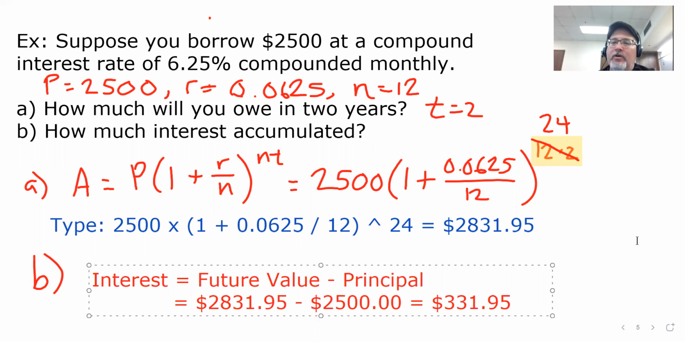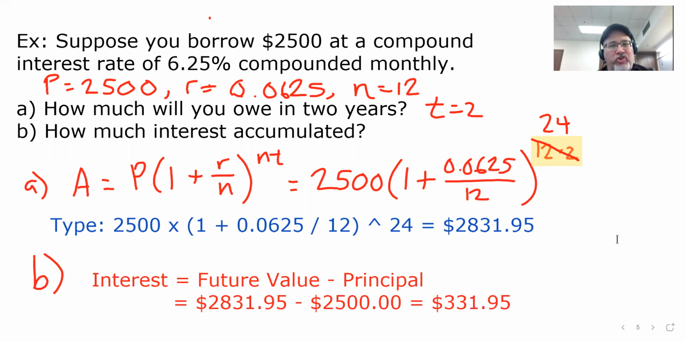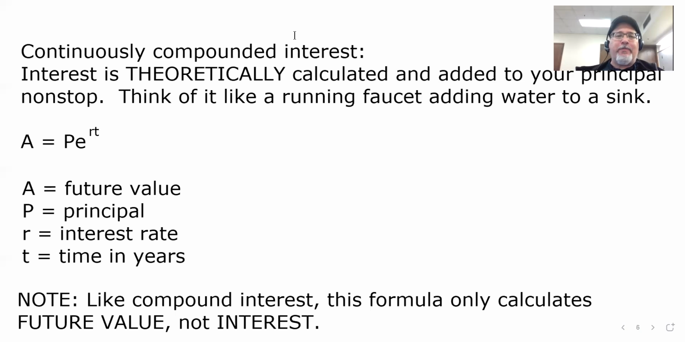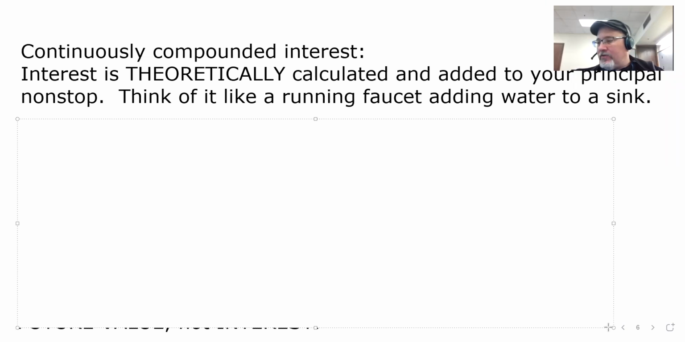$331.95. So again, this formula calculates future value, not interest. If you want to know interest, take your future value, subtract the principal. If you borrowed, it's how much extra you have to pay. If you invested, it's how much extra money you make. All right, we're going to take a look at one more type of interest problem. And just like before, don't panic just because this looks like this. It doesn't mean that it's difficult. It just means that it's a different formula. We'll cover that up for a second.